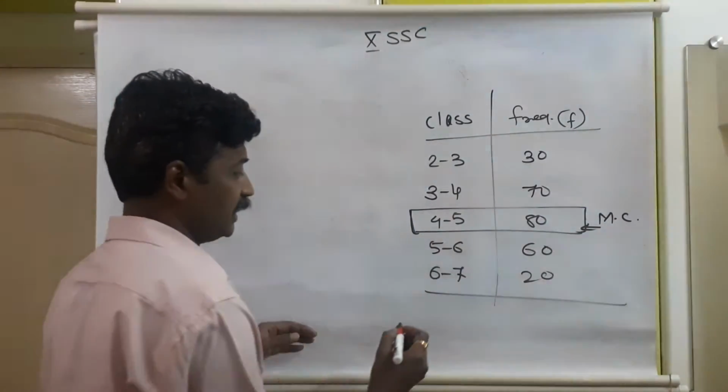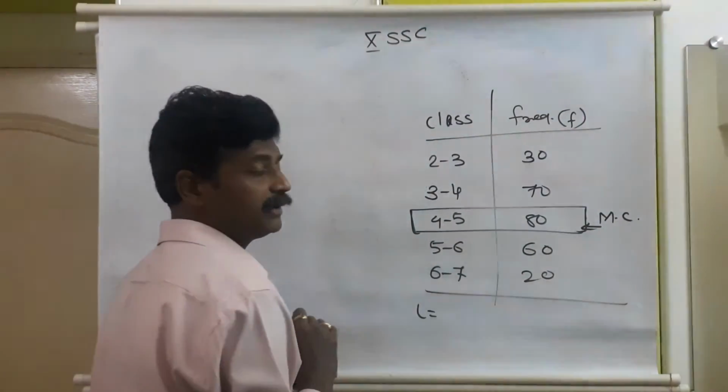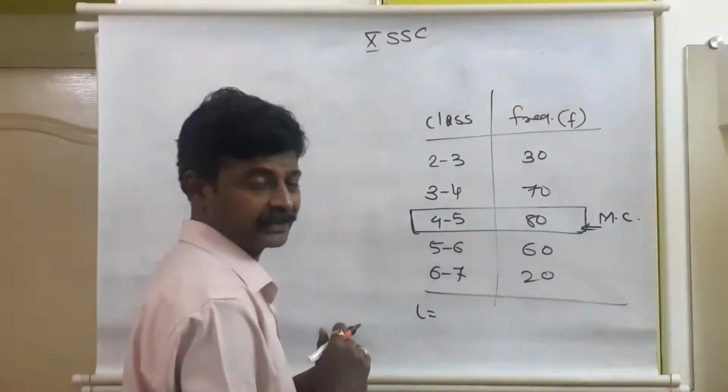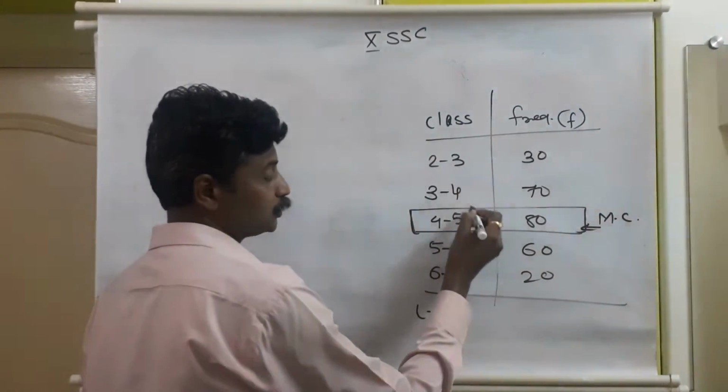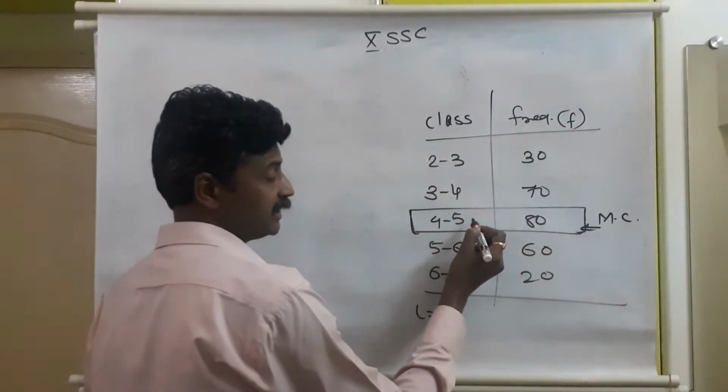Now, L will be the lower limit of the modal class when the classes are in continuous form. Already the classes are continuous. Limits are 4 to 5. Lower limit is 4. Upper limit is 5.